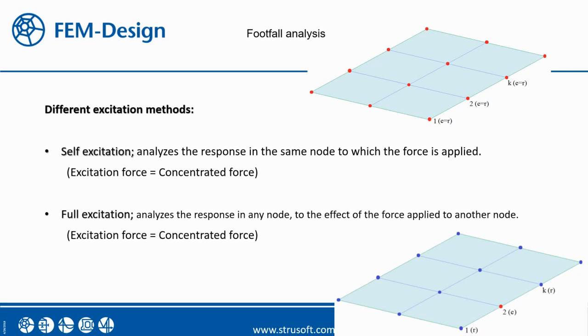The second method is called full excitation, which analyzes the response in any node to the effect of the force applied to another node. For example, if the excitation force is applied at node number 2, then the response will be calculated in all nodes based on the excitation force at node number 2.